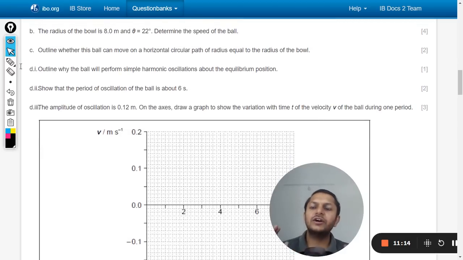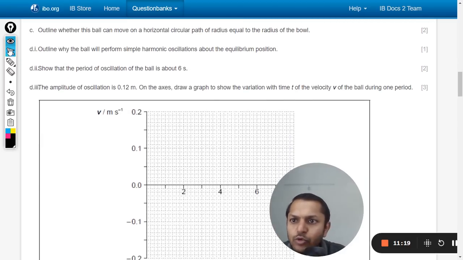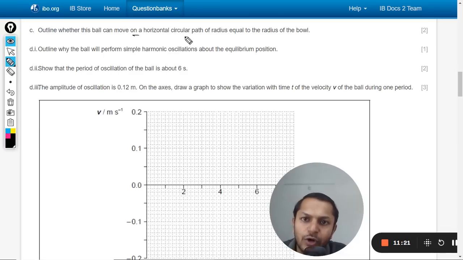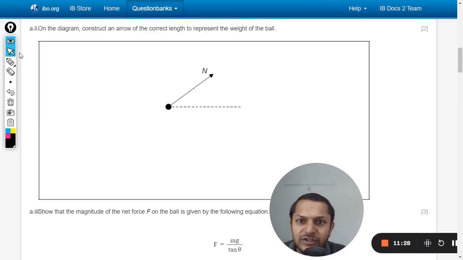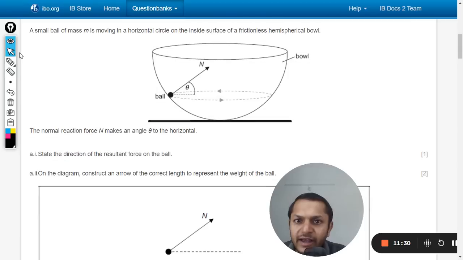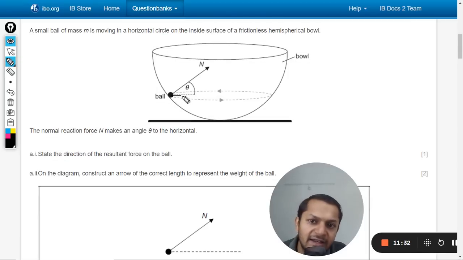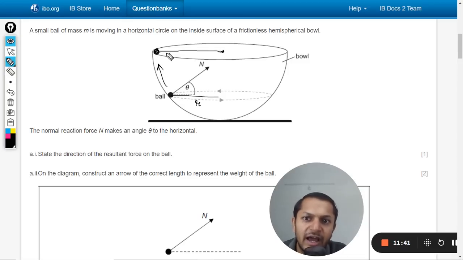Now let us go to question number C. Outline whether this ball can move on a horizontal circular path of radius equal to the radius of the ball. So it says, is it possible that the ball be moving in a horizontal circle and this R becomes equal to capital R, like this? Is it a possibility that the ball reaches this position and goes around this horizontal circle? Is that a possibility or not?